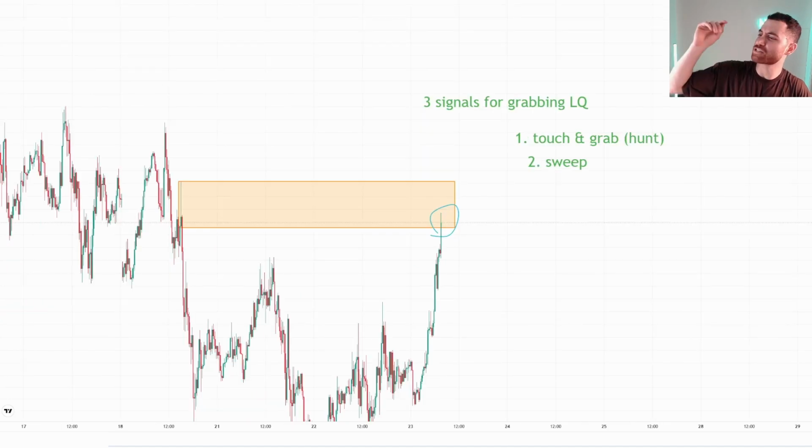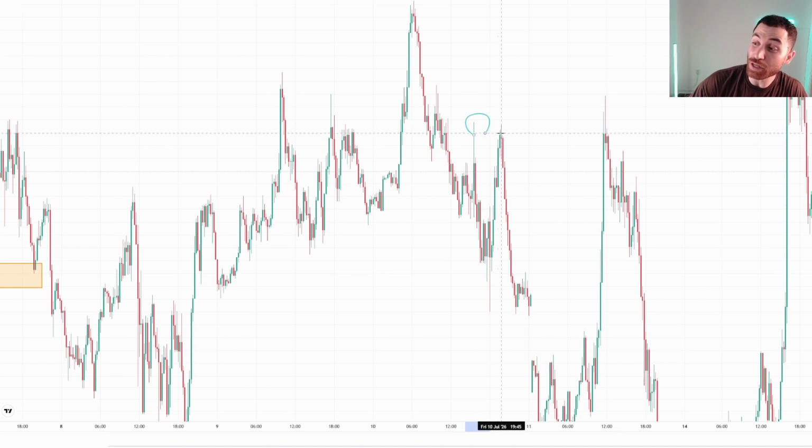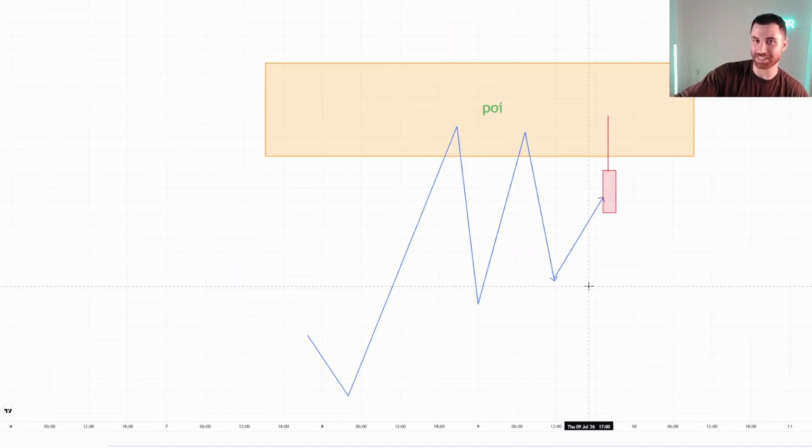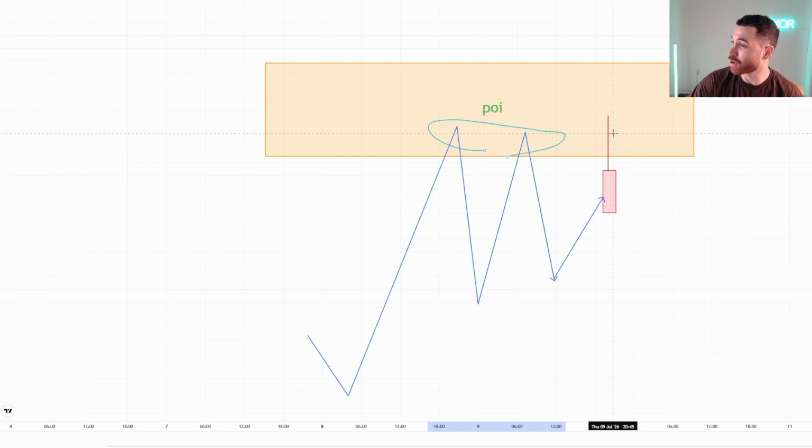Next on the list is sweep. Sweep is for when you have equal highs and you hunt above them and then proceed to go in the other direction. Basically, something like this needs to happen. These are equal highs and you hunt above them.